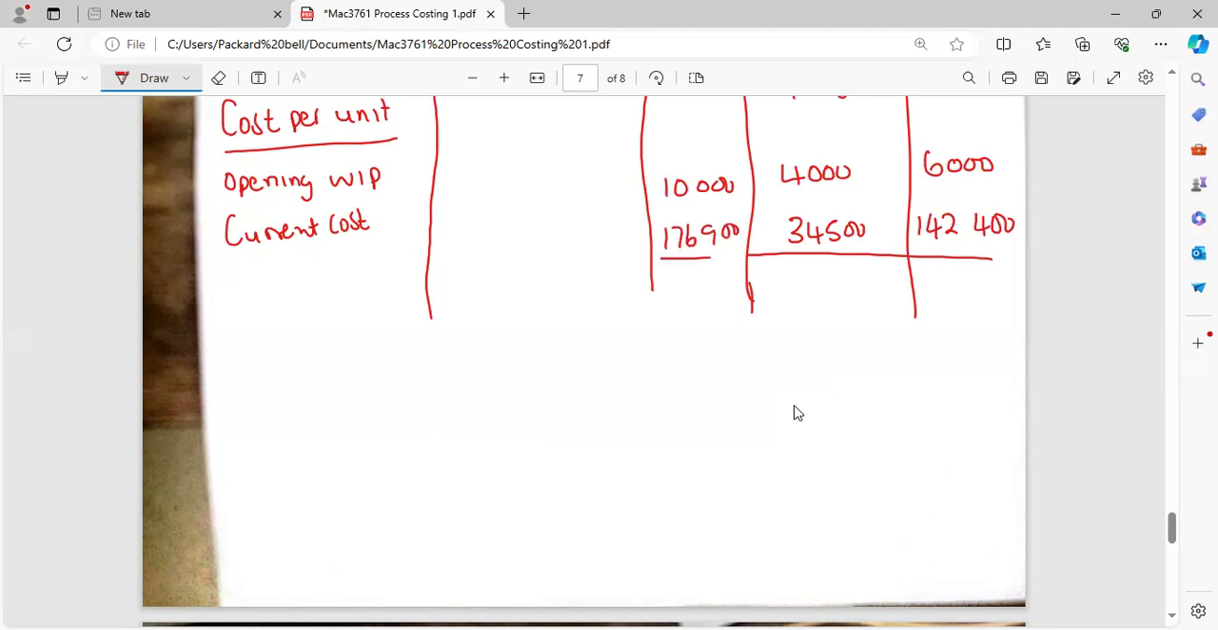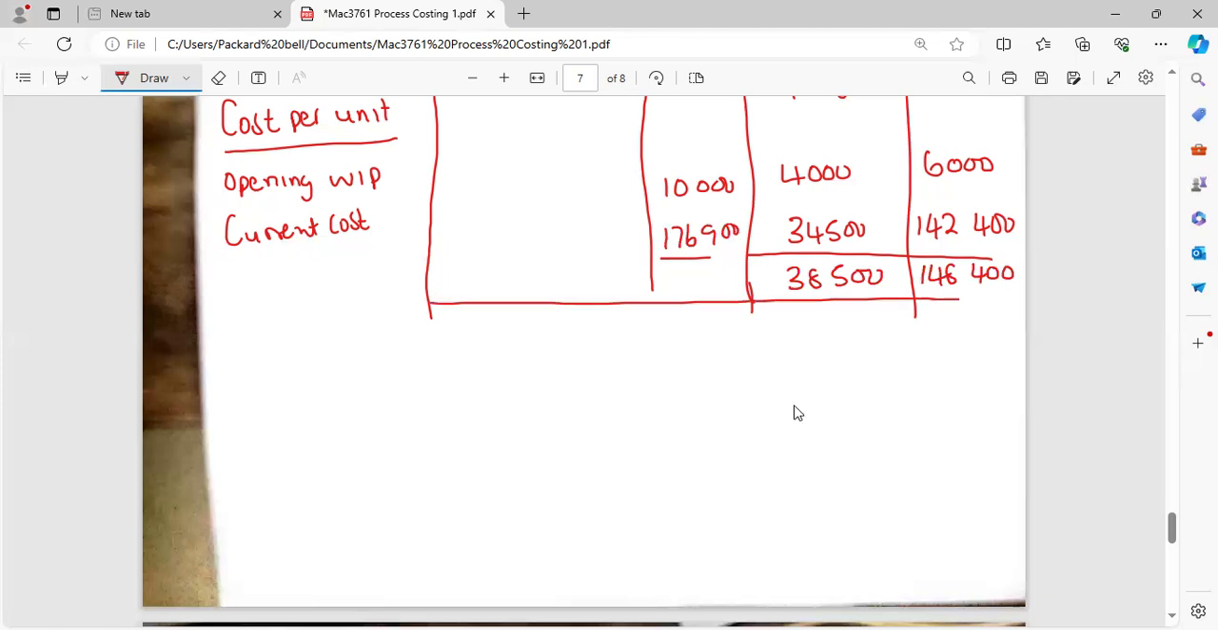What is going to be the total for material? It's going to be 4,000 plus 34,500 is 38,500. Then here is 6,000 plus 142,400, it's going to be 148,400. Right, so that's there. So when we have our total cost, then we want the unit cost.